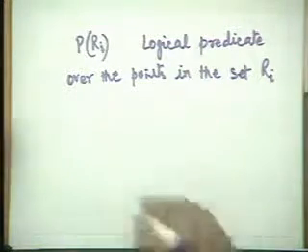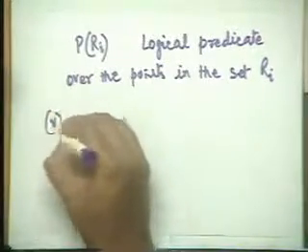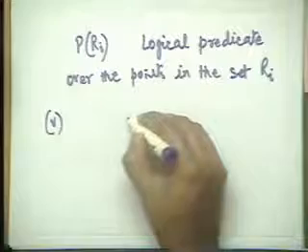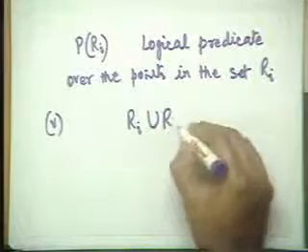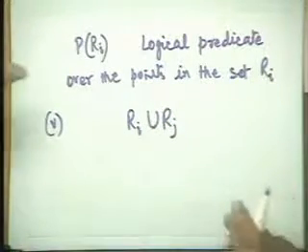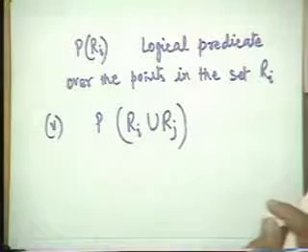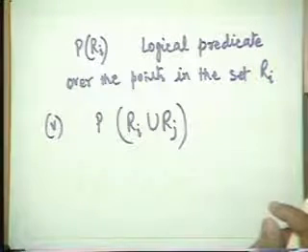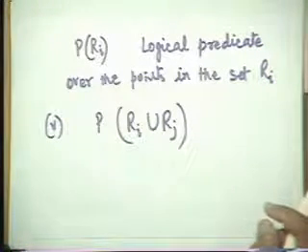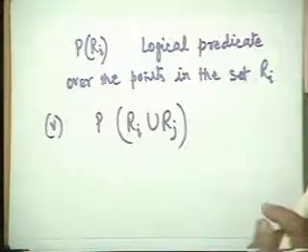The fifth property which we must have is this: if I take the union of Ri and Rj, and on the union of these two sets I evaluate the logical predicate, or rather the similarity function, what do you think? Should it be true or should it be false? It should be false. That means two different regions must not have the same similarity property.